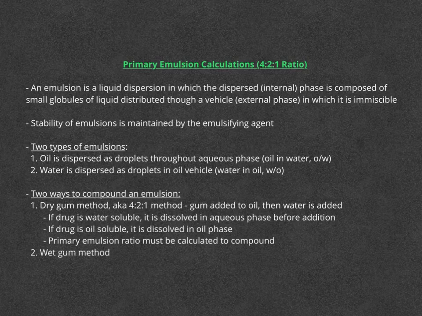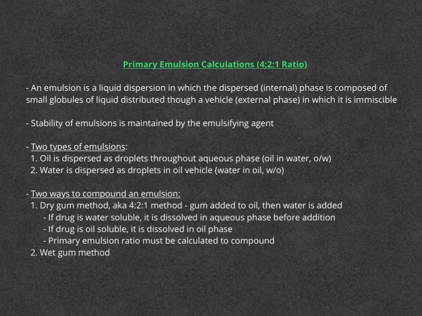Let's talk about emulsions today. An emulsion is a liquid dispersion in which the dispersed phase, known as the internal phase, is composed of small globules of a liquid that's distributed throughout a vehicle or a medium, that's our external phase, in which it is immiscible. The stability of emulsions is maintained by the emulsifying agent, which also helps to prevent the dispersed particles from coalescing or fusing, which can destroy the emulsion or break or crack it.